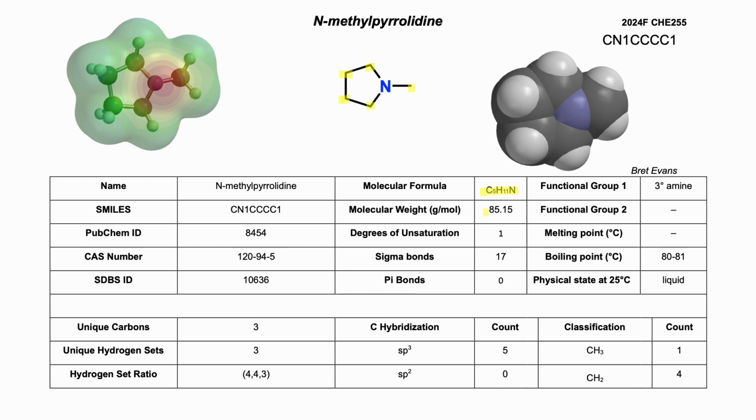If you look at the molecular weight, we have 85.15 grams per mole, and then we have 1 degree of unsaturation, which is actually going to refer to the ring we see in our structure, because one ring indicates 1 degree of unsaturation. And then we have 17 sigma bonds, because each bond between each individual atom is going to be a sigma bond. Other than that, we have 0 pi bonds, so we don't have to worry about that in this molecule.